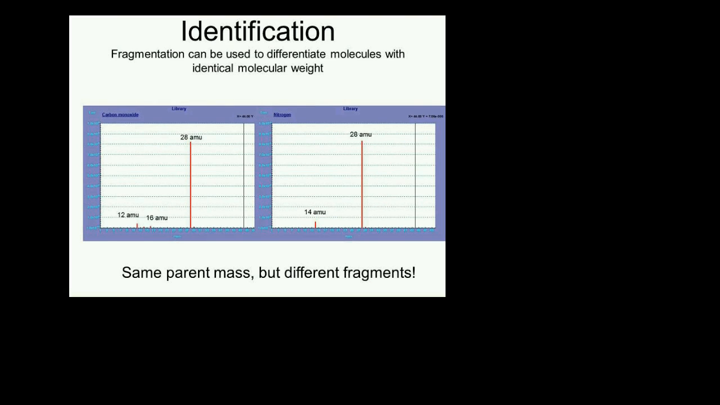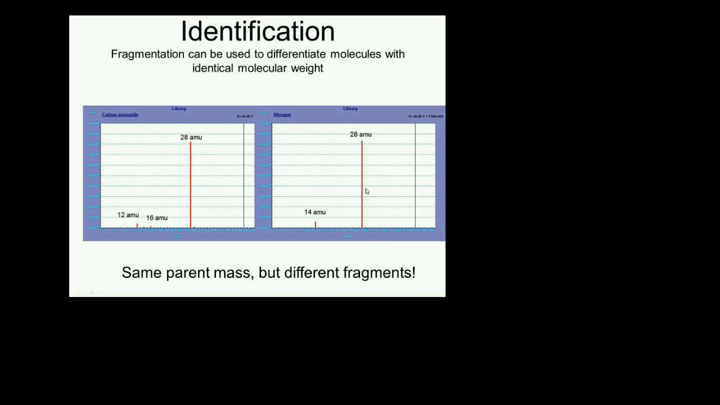Well, the first thing that I would do, once I see the 28 AMU peak, is say, okay, let's go look at what the fragments are. And if the only thing I see is a peak at 14 AMU as a fragment, I would say this is nitrogen. On the other hand, if I see peaks at 12 and 16 AMU, then I would say this is carbon monoxide.